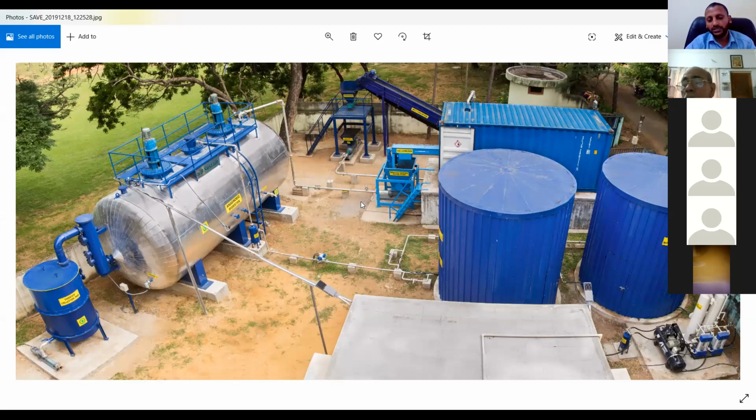But it should be ensured that there are no foreign particles like stones and plastics, and no inert materials like glass or steel particles. These should be avoided because it is dry digestion.